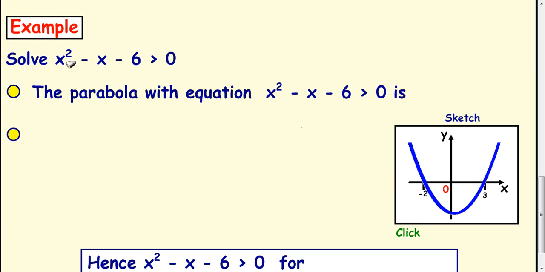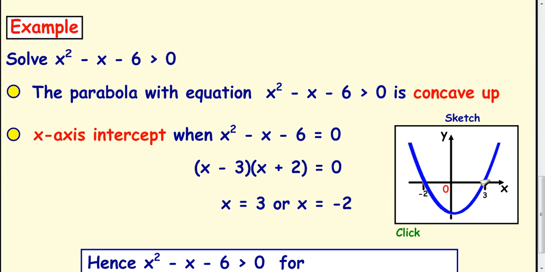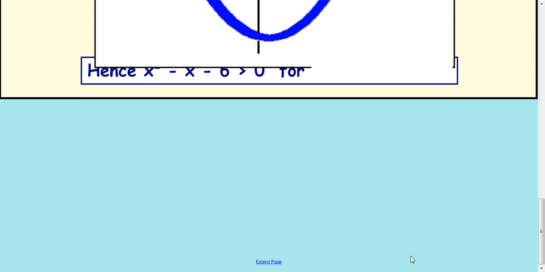Another example. Solve x squared minus x minus 6 is greater than 0. When's it greater than 0? So, again, it's concave up or a minimum turning point. Get the roots by letting it equal 0. Factorise it. x must be 3 or minus 2. Give it a quick sketch. 3, minus 2. And then have a look at it.